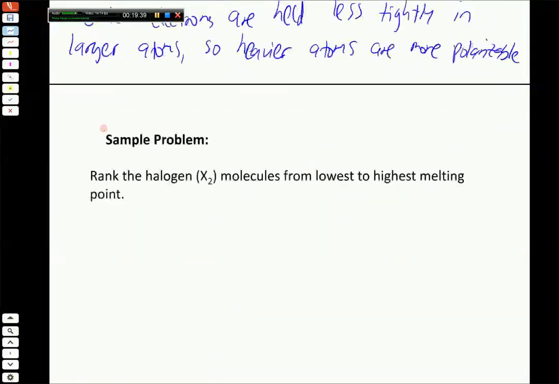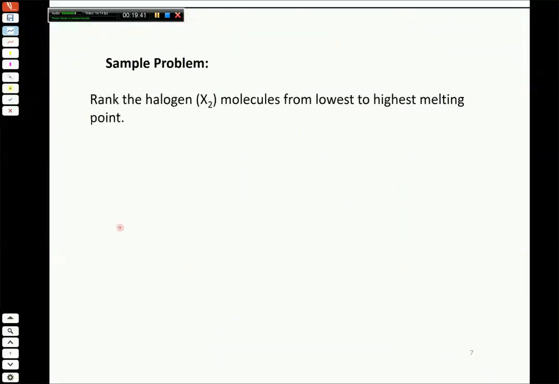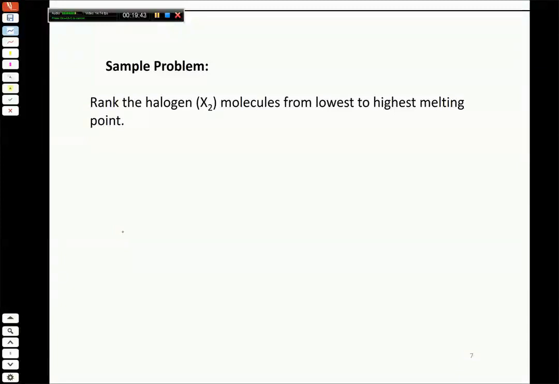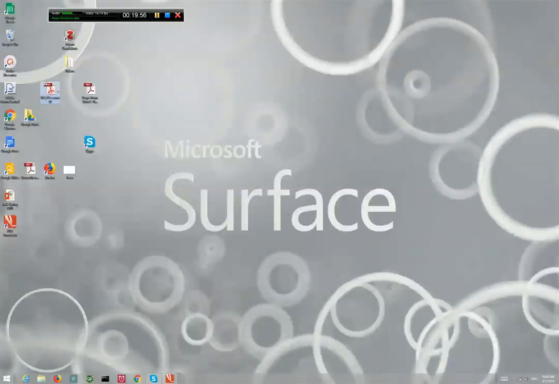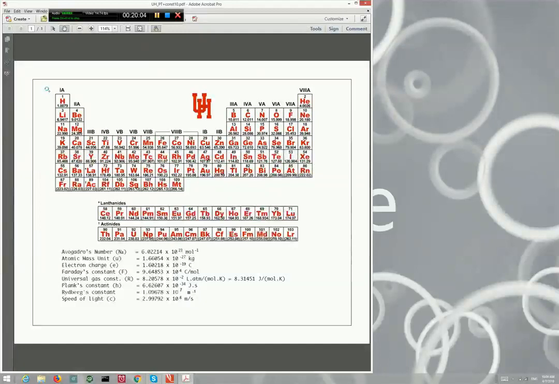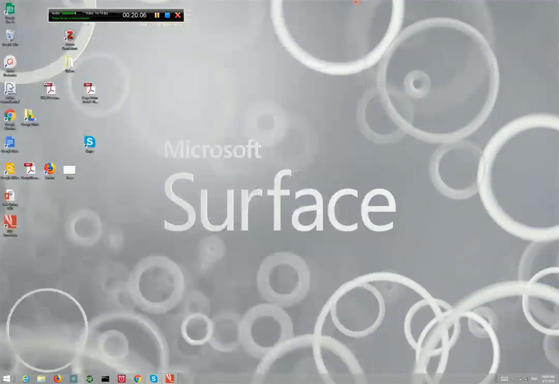So let's do a quick sample problem. Let's rank the halogen molecules from lowest to highest melting point. What we have to do is write these out. To review, the halogens are going to be, let's go to the periodic table. The halogens are those group 7 elements, the second to last column of the periodic table. Alright, so halogens are over here.